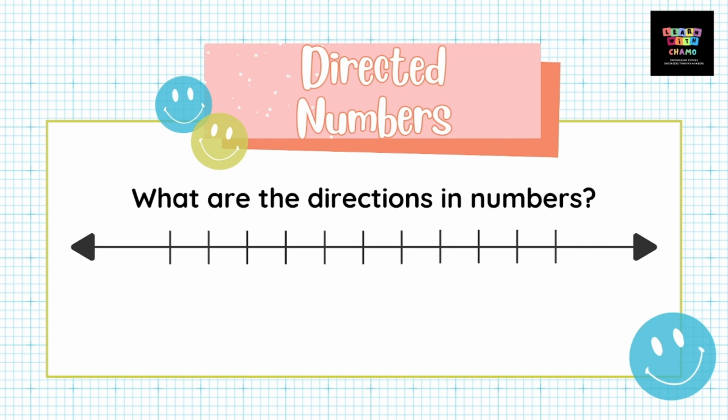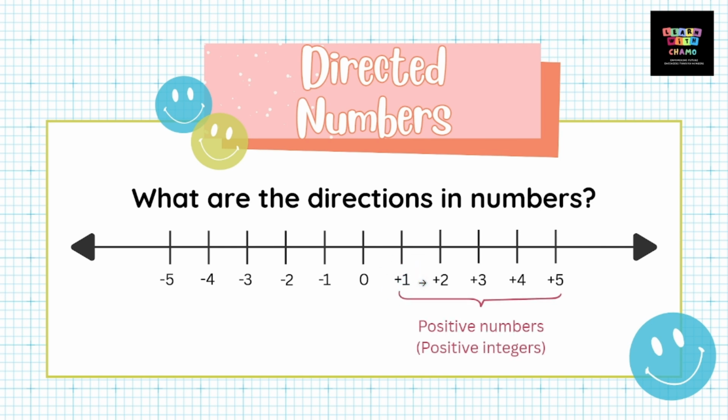In smaller grades, I guess you have learned about the number line which starts from 0, 1, 2, 3, 4 like this. And also there are some numbers which are less than 0. These numbers are usually written with a minus in front like this. So the numbers placed to the right with a plus sign, or even without a plus sign, are considered positive numbers. And we call them positive integers.